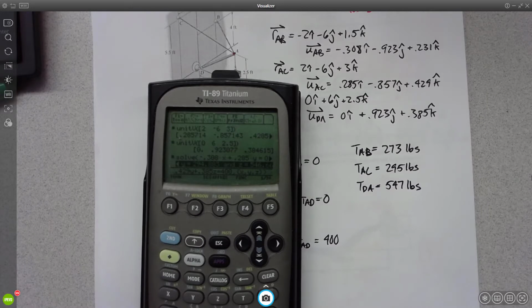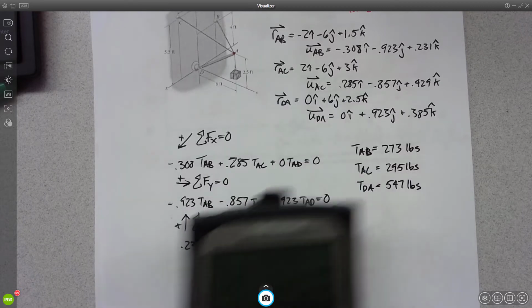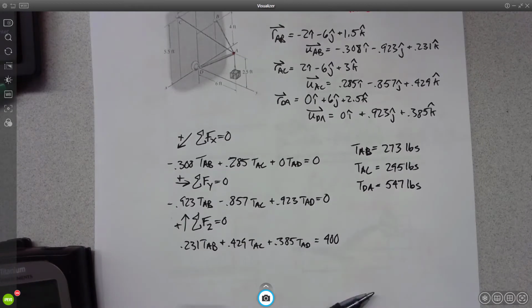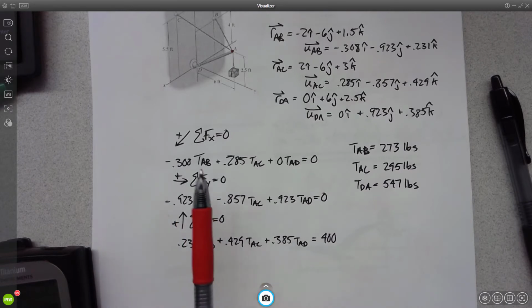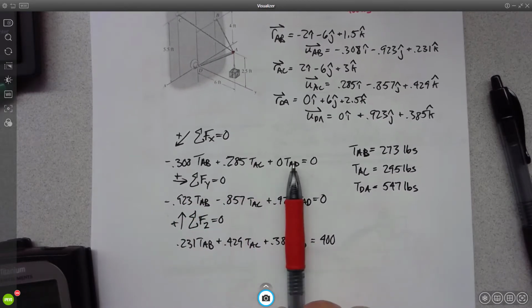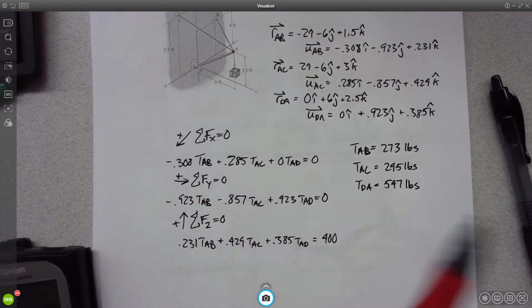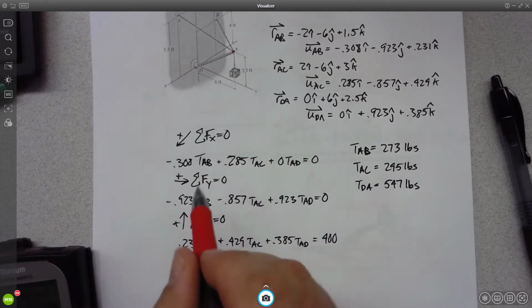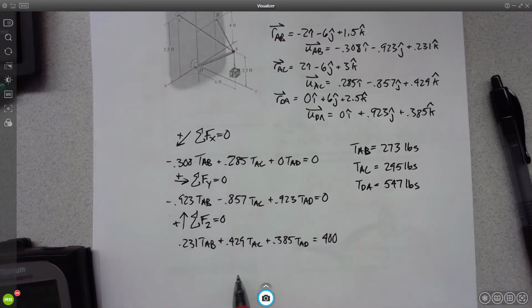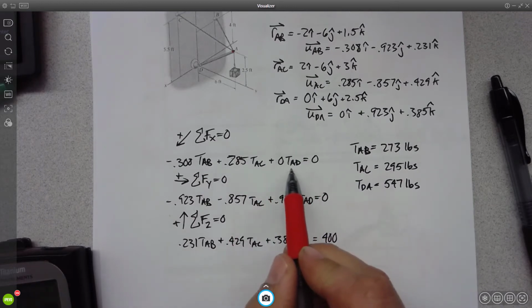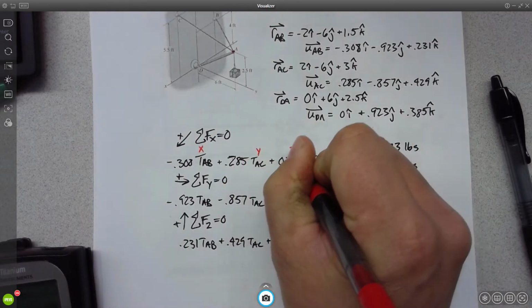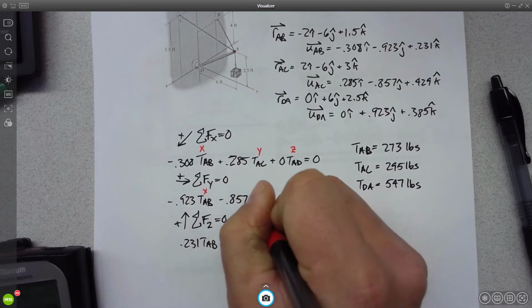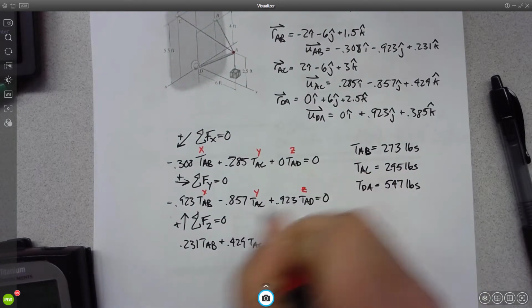Anybody else type it in with me? You got this? Okay. So one of the things that I like to do when I solve these is make sure that I keep all of my variables in line so that I don't accidentally make a mistake. So like I put TAB first in all of them, TAC second in all of them, and TAD third. And I don't neglect to put TAD in this one so that I know I have X, Y, Z, and these are X, Y, and Z in my calculator variables.